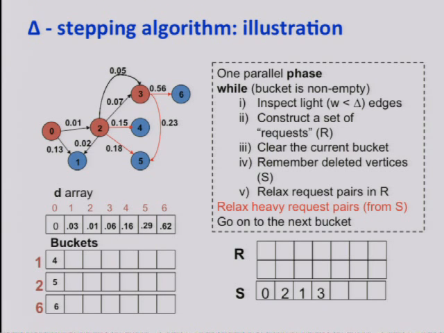4 is going to go to the first bucket because its distance is going to be 0.16. 5 is going to go to another bucket as well, potentially. The algorithm is a little complicated to teach in a class, but the point here is the complexity of the algorithm can be changed depending on the graph by choosing a different delta.